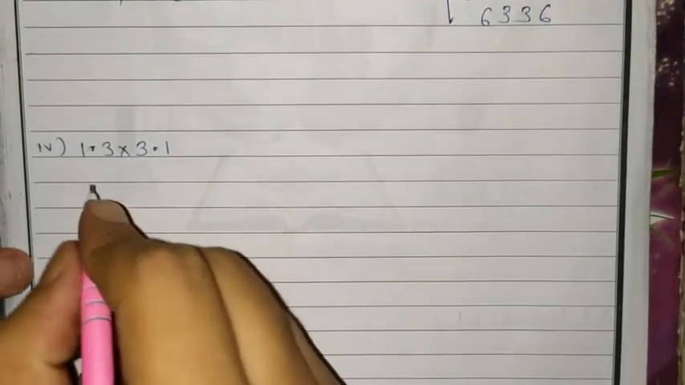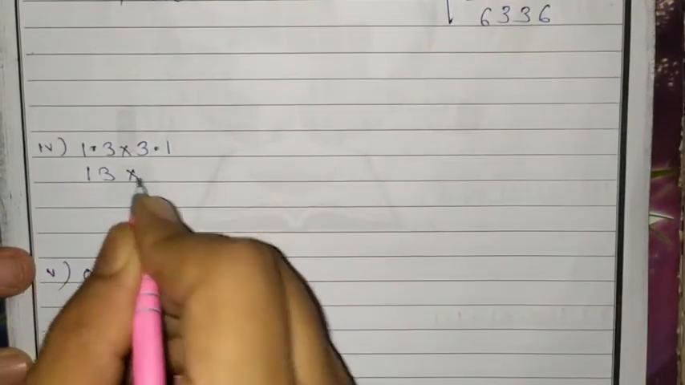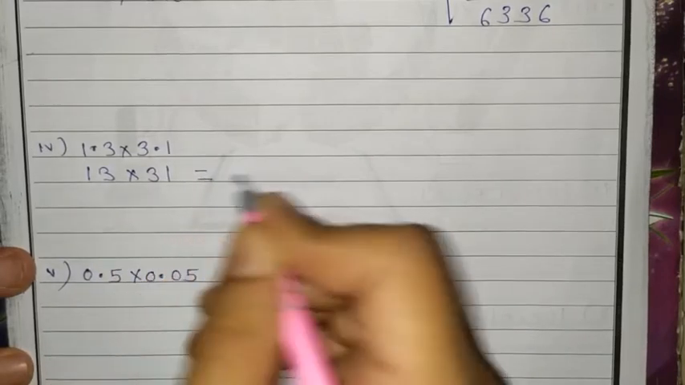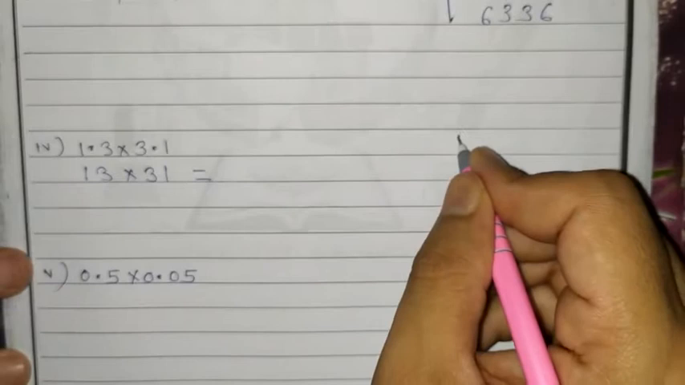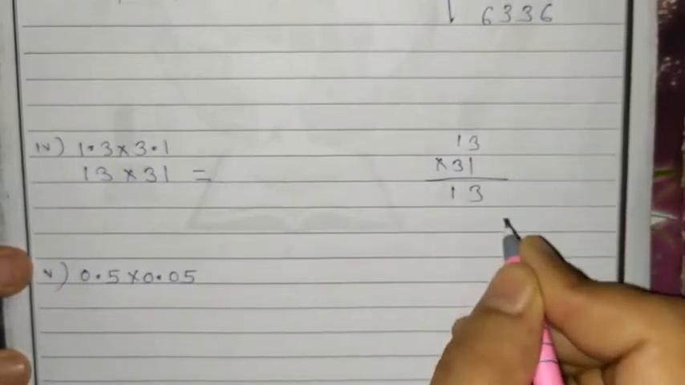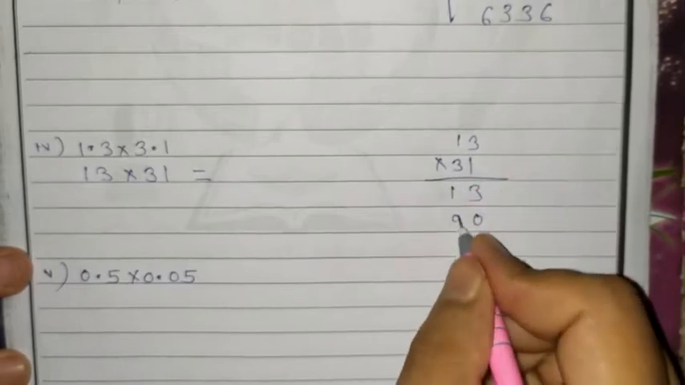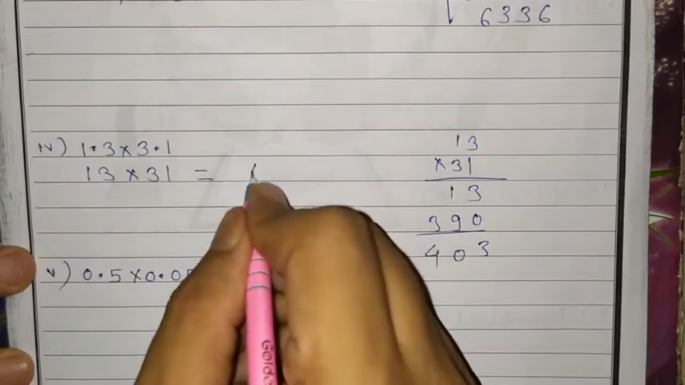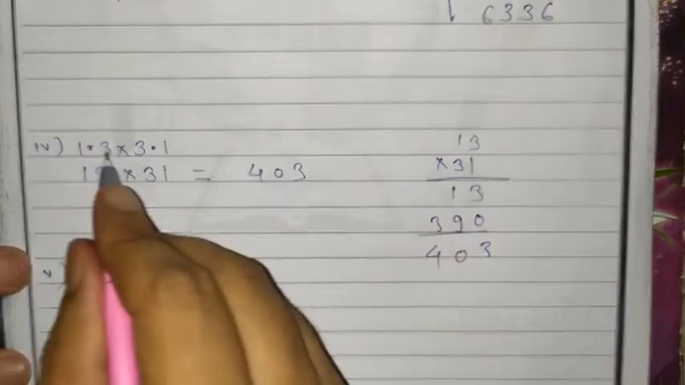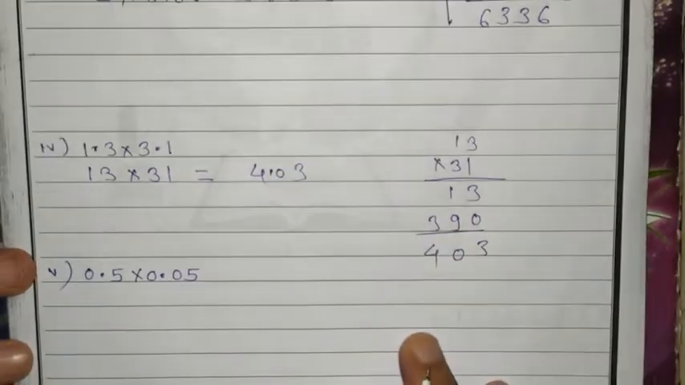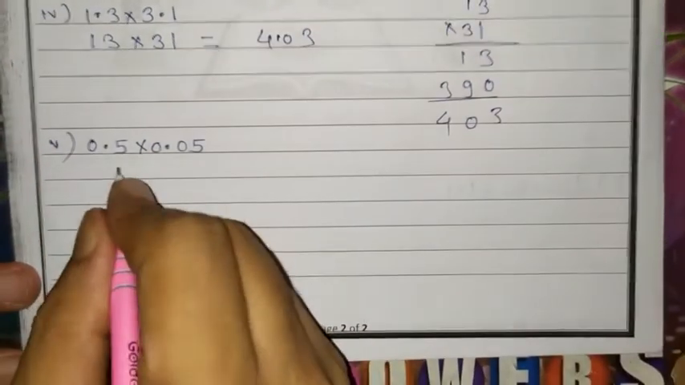Then going for the next question, you write without the decimal point first. 13 into 31. So here we solve that. 13 as it is. 3 into 3 is 9. 3 into 1 is 3. So it is 403. So after the decimal point 1, 2 numbers. So it is 4.03.